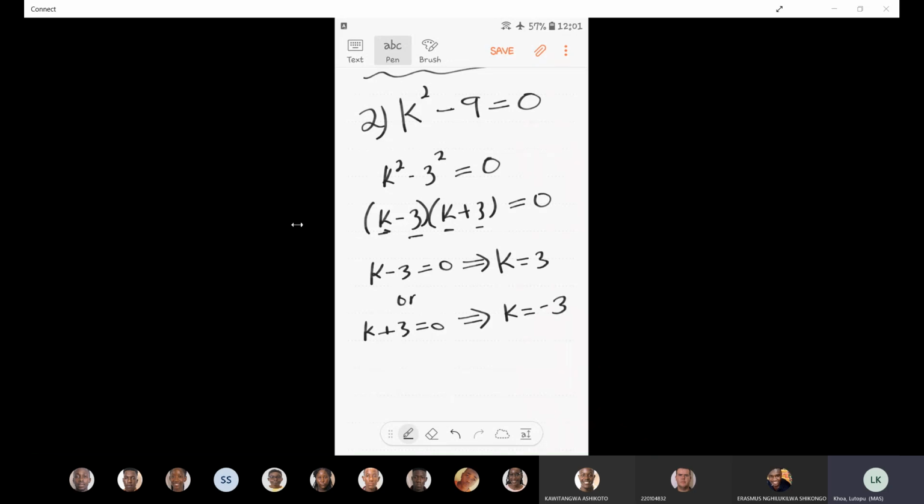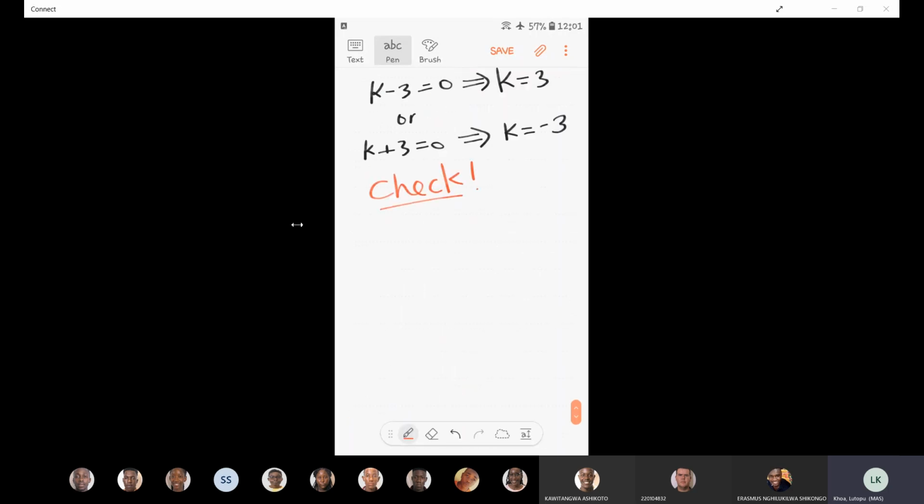So again, you must check. This is extra that you must do. You must check, substitute them, and this is a very simple substitution that I'm sure you do not have a problem with. Then number 3, we have the square root of x plus 5, and this is equal to x minus 1. So again, 3 minutes on the clock. Let us solve this one.